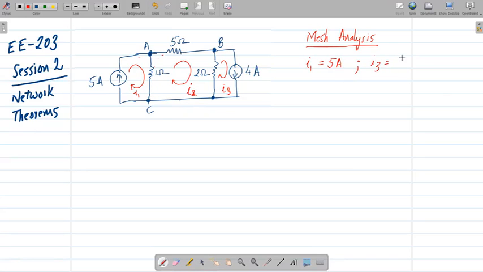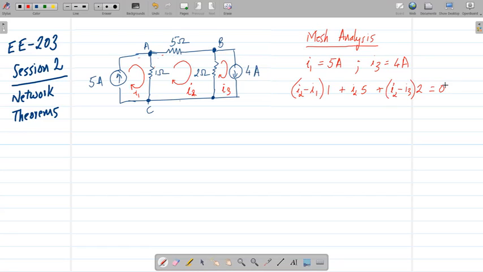In this case, because we are having current sources, the mesh analysis became quite easy for us. Normally it might not be as simple. Then the only equation left to solve is due to I2, and that says that (I2 minus I1) times 1 ohm plus I2 times 5 ohms plus (I2 minus I3) times 2 ohms is equal to 0.